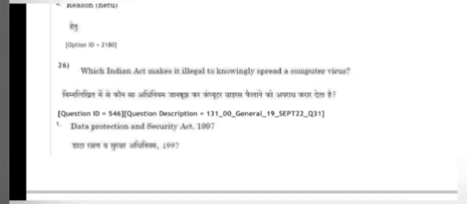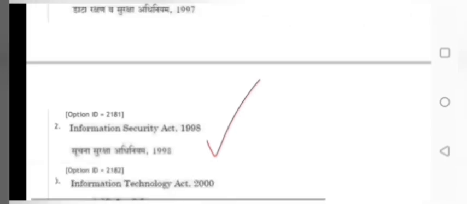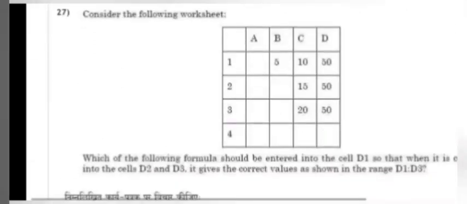Okay, next. Which Indian act makes it illegal to knowingly spread a computer virus? So it will be number B, that is Information Security Act 1998. Please verify.